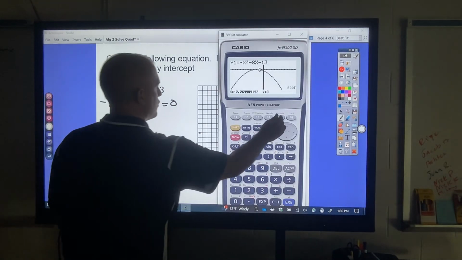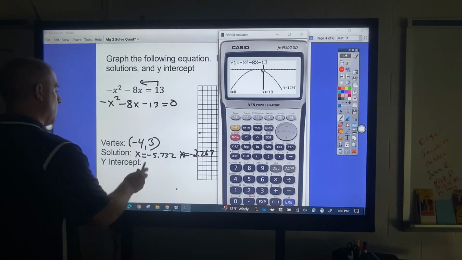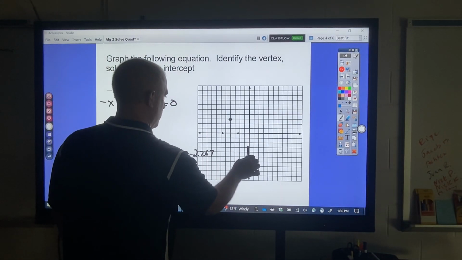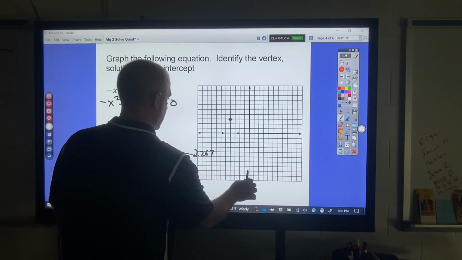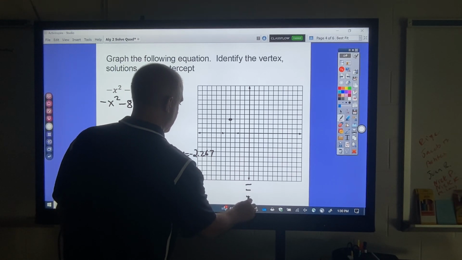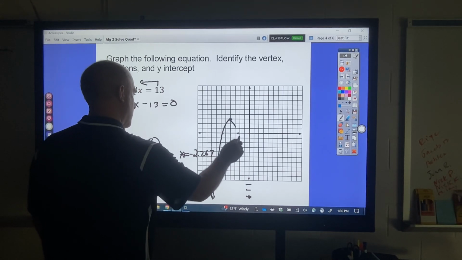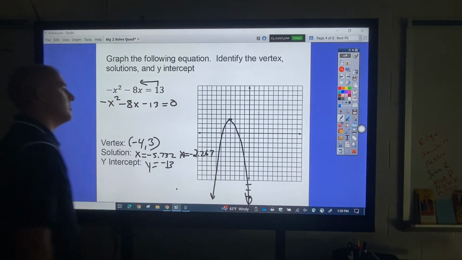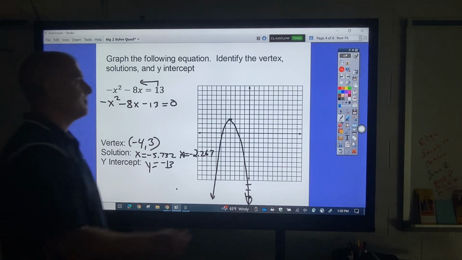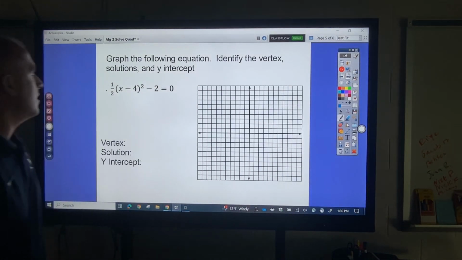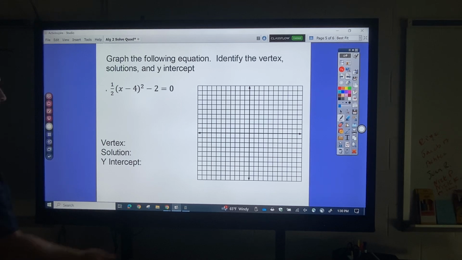G-solve y-intercept, y equals negative 13. Now, I don't know if that's on the chart. Let's see. 1, 2, 3, 4, 5, 6, 7, 8, 9, 10, 11, 12, 13. I can at least put that here. So what this looks like, this goes down, connects, goes down like that. Okay. All right. Let's go ahead and try this one.